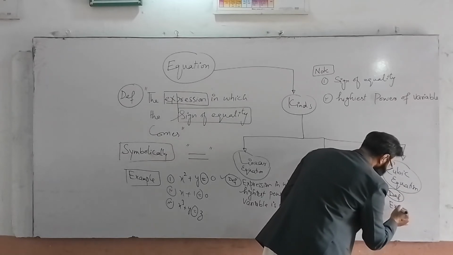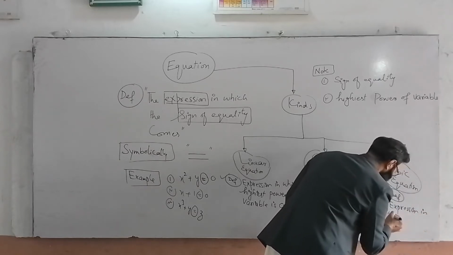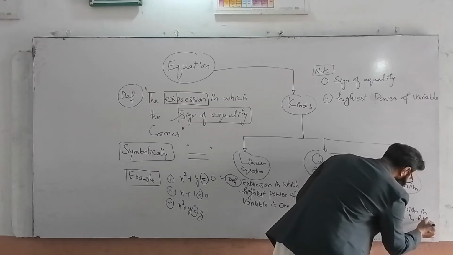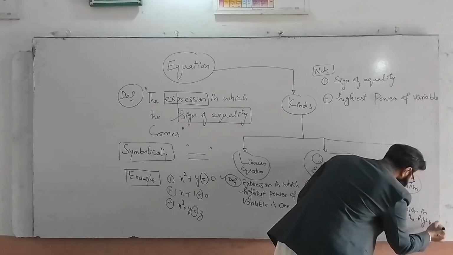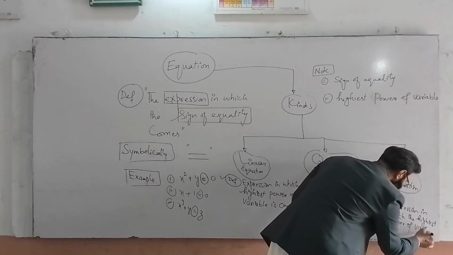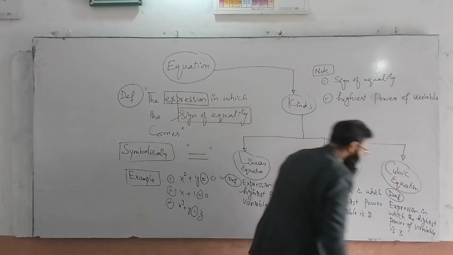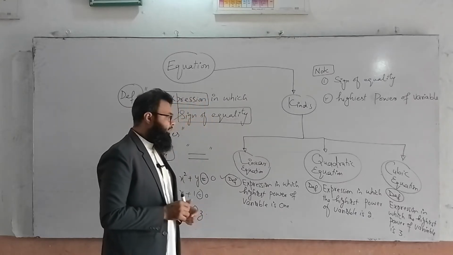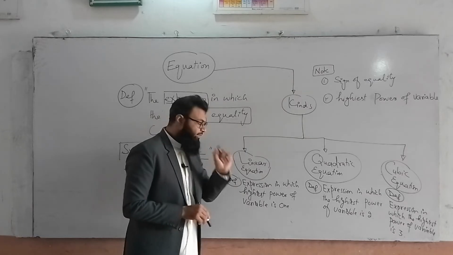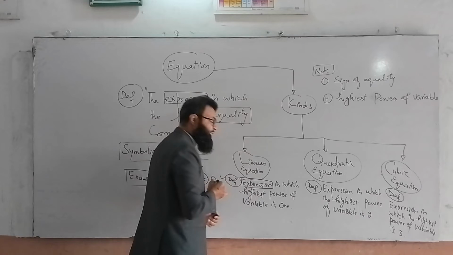The expression in which the highest power of the variable is 3 is called a cubic equation. Looking at the two points in the definition, one is that it should be an expression, meaning a mathematical statement, and the second one is the highest power of the variable.